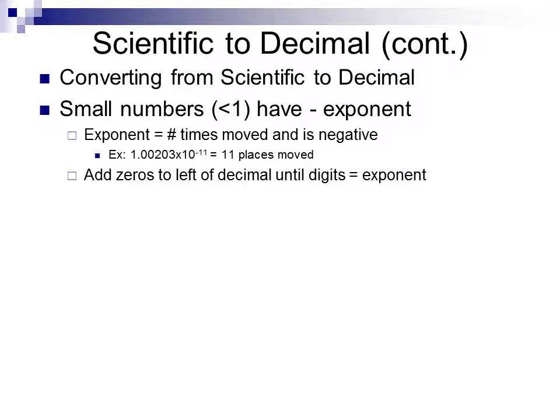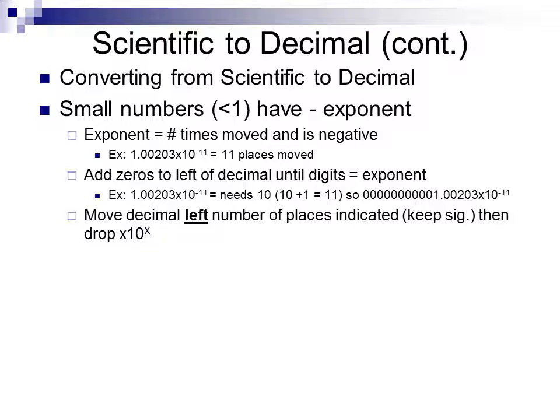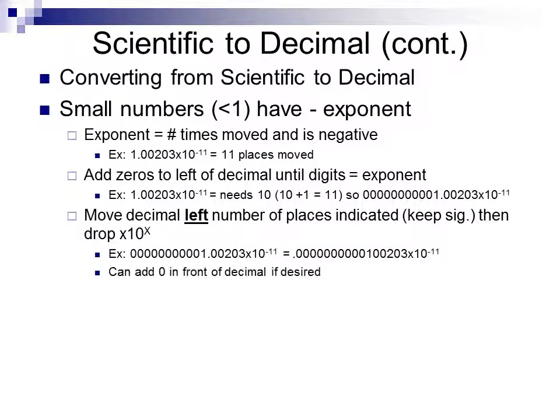We will never have more than 1 digit left of the decimal to start with. So in this instance, the number 11 means that I have to add 10 zeros. So I add 10 zeros, 10 plus my 1 gives me a total of 11 digits. So I've got this number here. I move my decimal left, the number of places indicated, and then drop the times 10 to the whatever. So here I move my decimal left, and then I can add a 0 in front of the decimal if I want to, doesn't matter. I'll go ahead and do it here. If I add the 0 in front, I'll drop that times 10 to the minus 11 at the end.